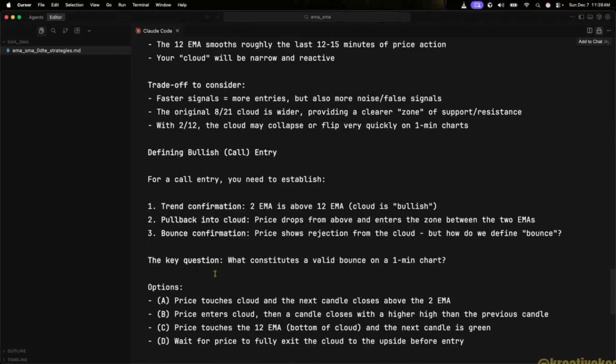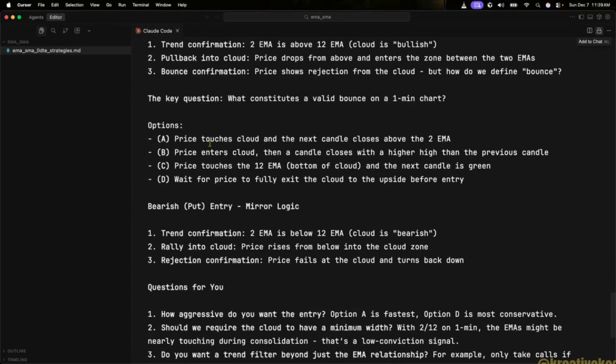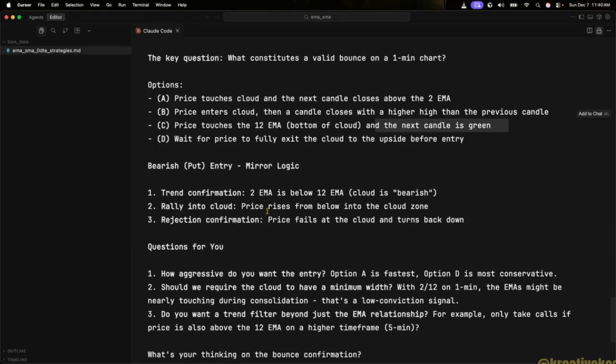Beautiful. All right, so second confirmation: the 2 EMA above the 12, acting as a cloud. The pullback into the zone. Option A: the price enters the cloud, then the candle closes with a higher high than the previous. I don't know if I like that. Option B: the price touches the 12 EMA, the bottom of the cloud, and then the next candle is green. Option C: we wait for a full exit of the cloud on the upward side. I'm probably going to go with C. The price touches, and I don't know if I want to wait for the next candle to be green.